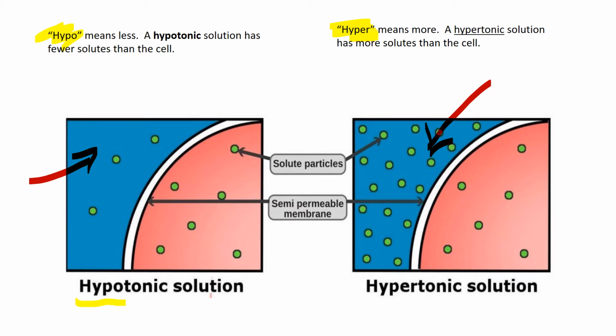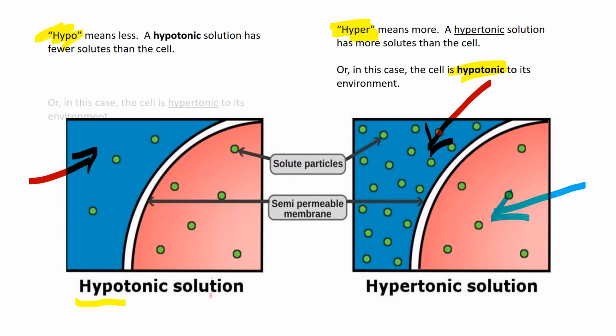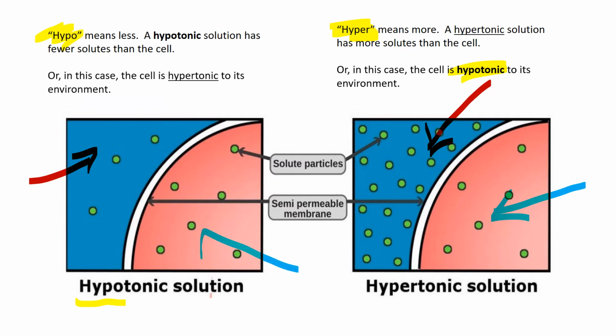However, we can talk about a solution being hypotonic or hypertonic, or we can talk about a cell being hypertonic or hypotonic. So where the solution is hypertonic, that means that the cell itself is hypotonic. So if I have a hypertonic solution, I have a hypotonic cell. And over on the left-hand side, if I have a hypotonic solution, then I have a hypertonic cell.